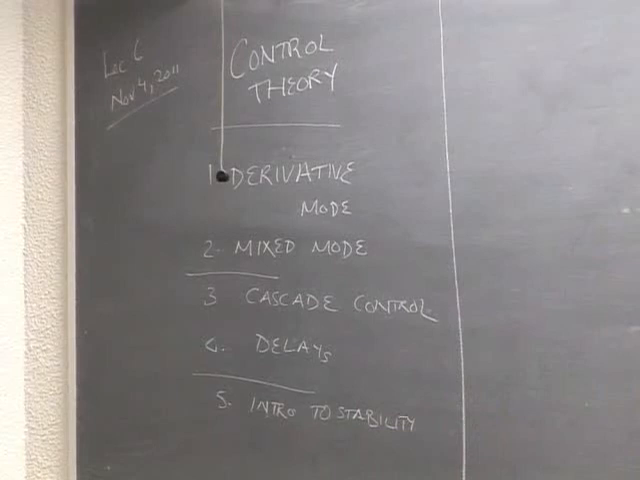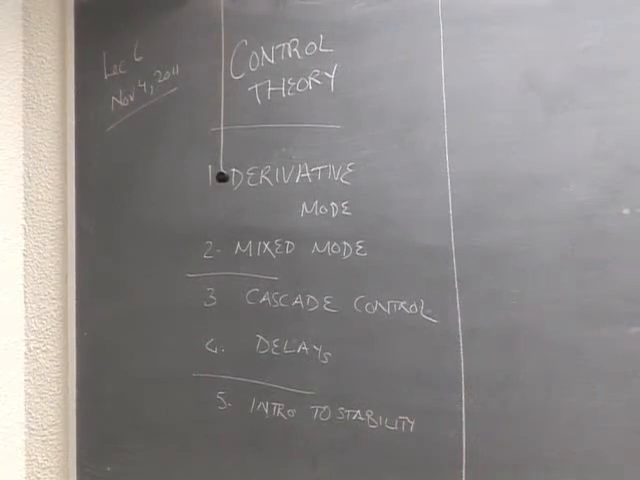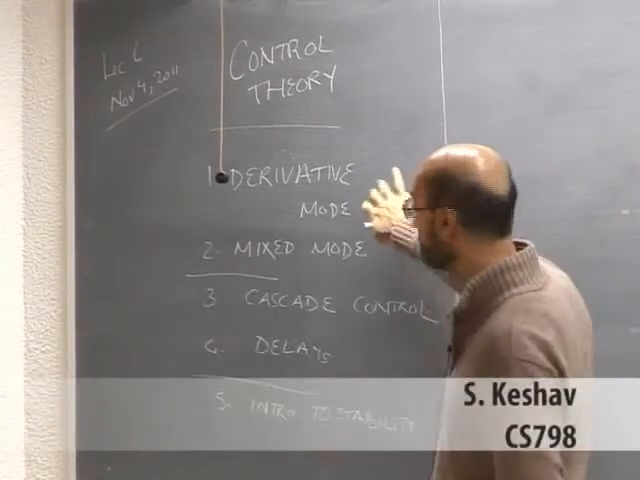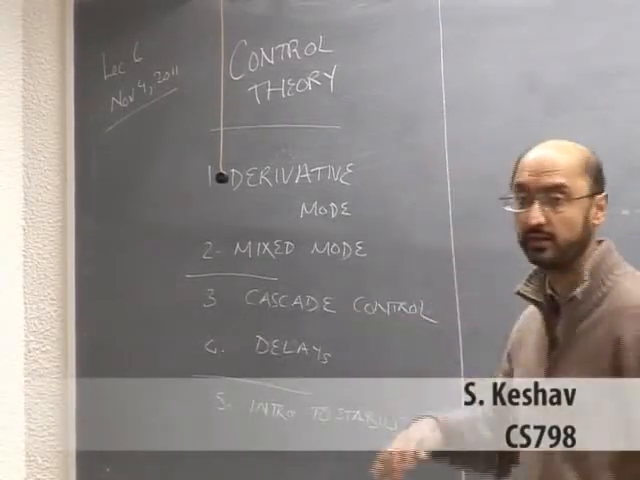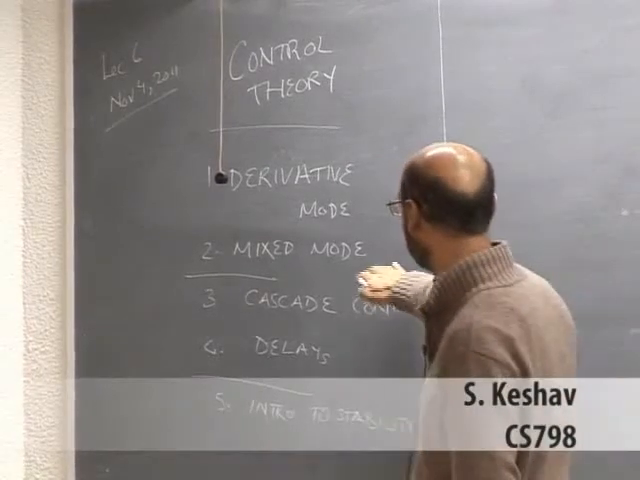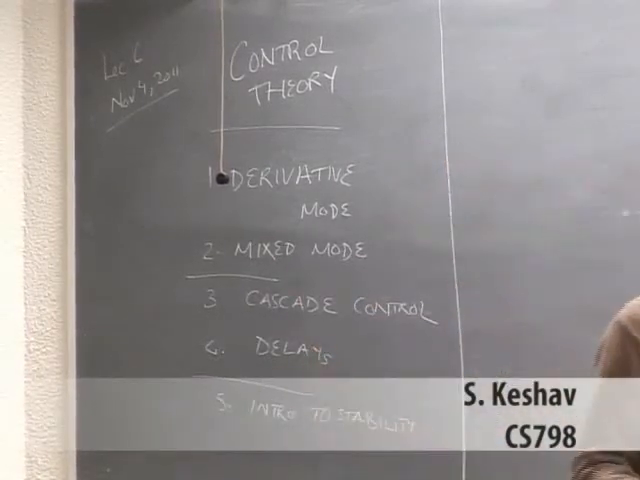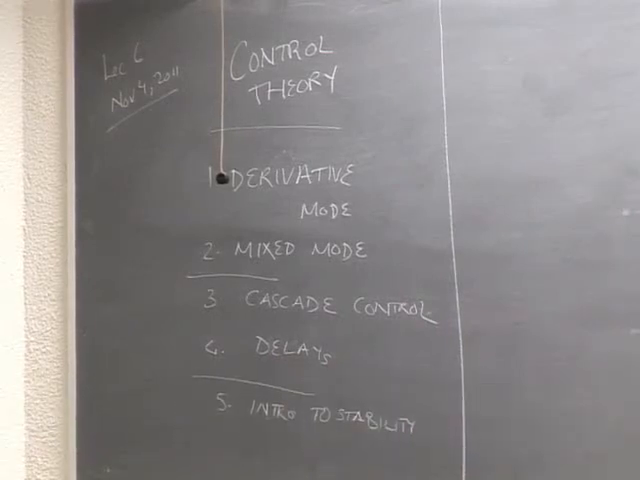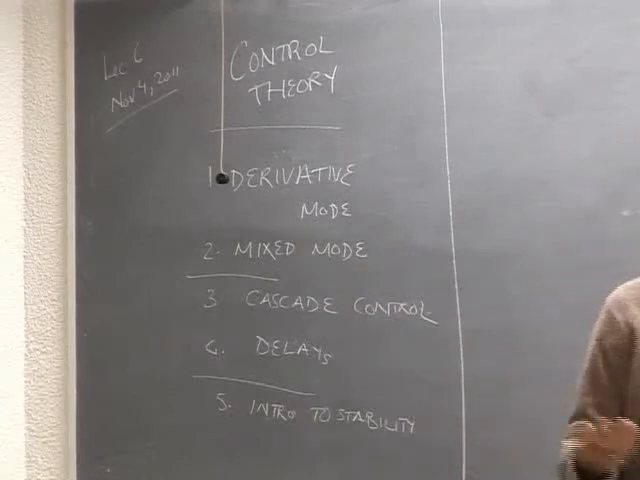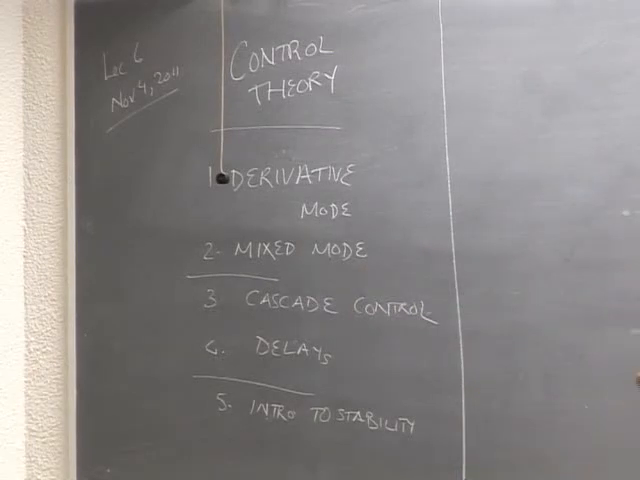Okay, so let's get started. Today I'm going to talk about the third of the classical control modes, which is derivative mode control, and then briefly describe the mixed mode, which means you're mixing together P, I, and D control. As I mentioned, this is basically what you can buy in the market. You go and buy a PID controller. It has all three modes of control.